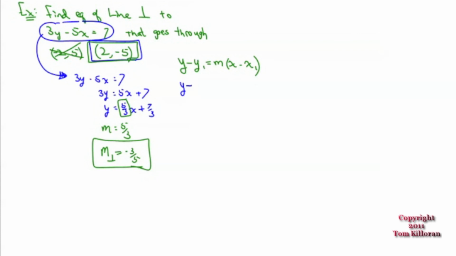y minus... it's going to be plus. It'll be minus a negative 5 is equal to m. Make sure you pick the one that you want, which is the perpendicular one. So it'll be negative 3 over 5. Do I substitute anything for x? This x? No. Leave it alone, and you're going to get minus that 2 that's over there.